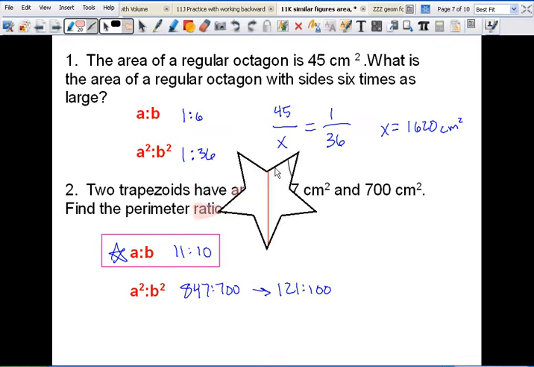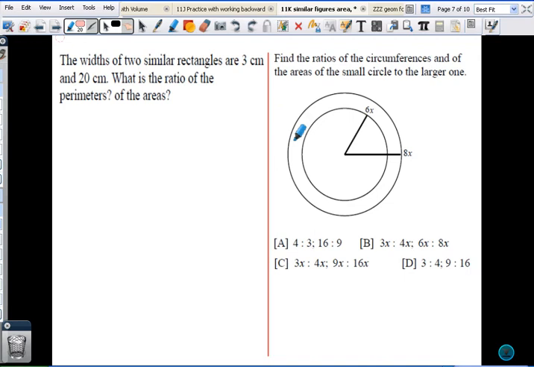Let's take a look at the next page. Two more example problems here. We have the widths of two similar rectangles. Rectangles are 3 and 20. What is the ratio of the perimeters?